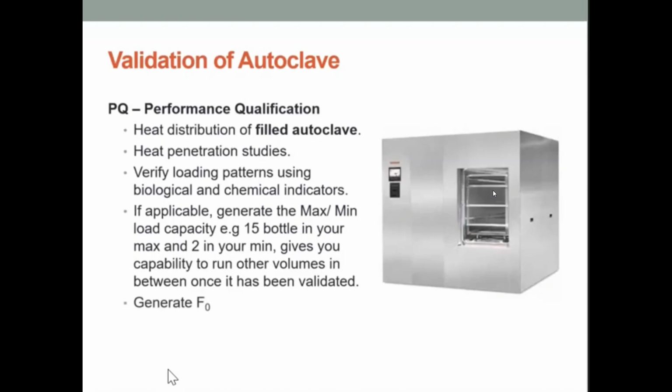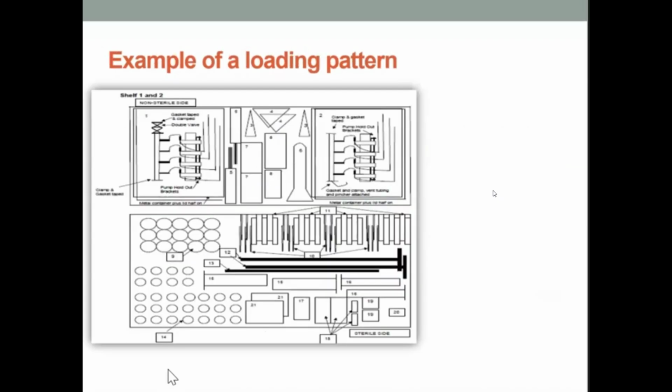We will generate our F0. We'll generate our SOP and we'll make sure that all our personnel are trained and ready to go. We would then run 3 consecutive runs to show that it is operating consistently.